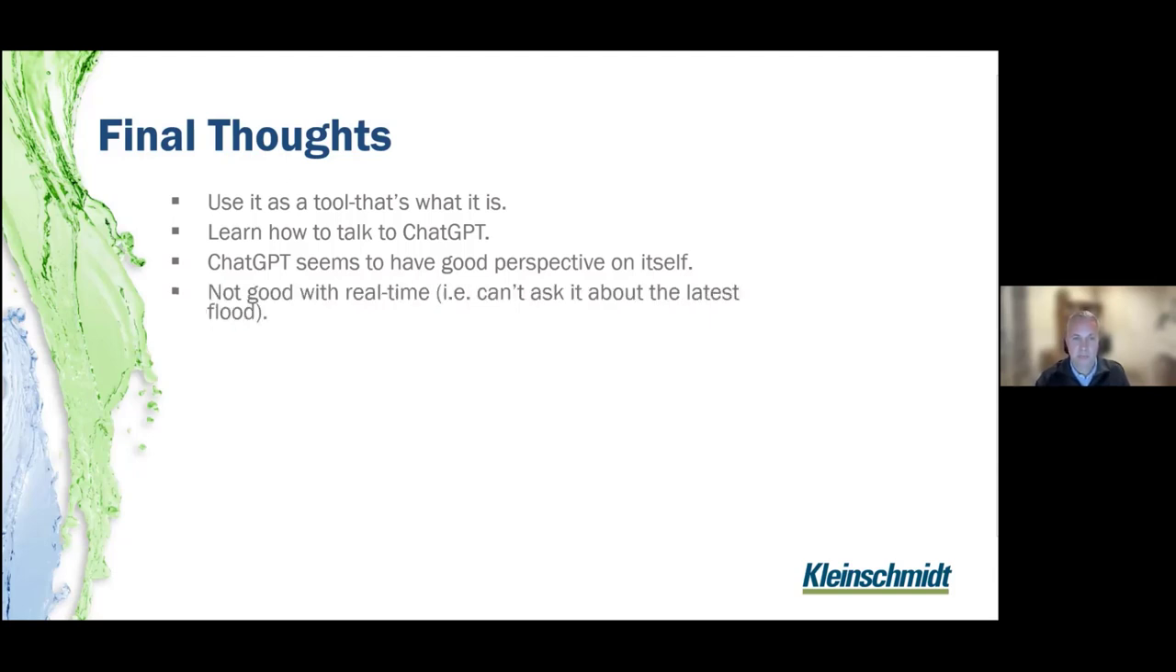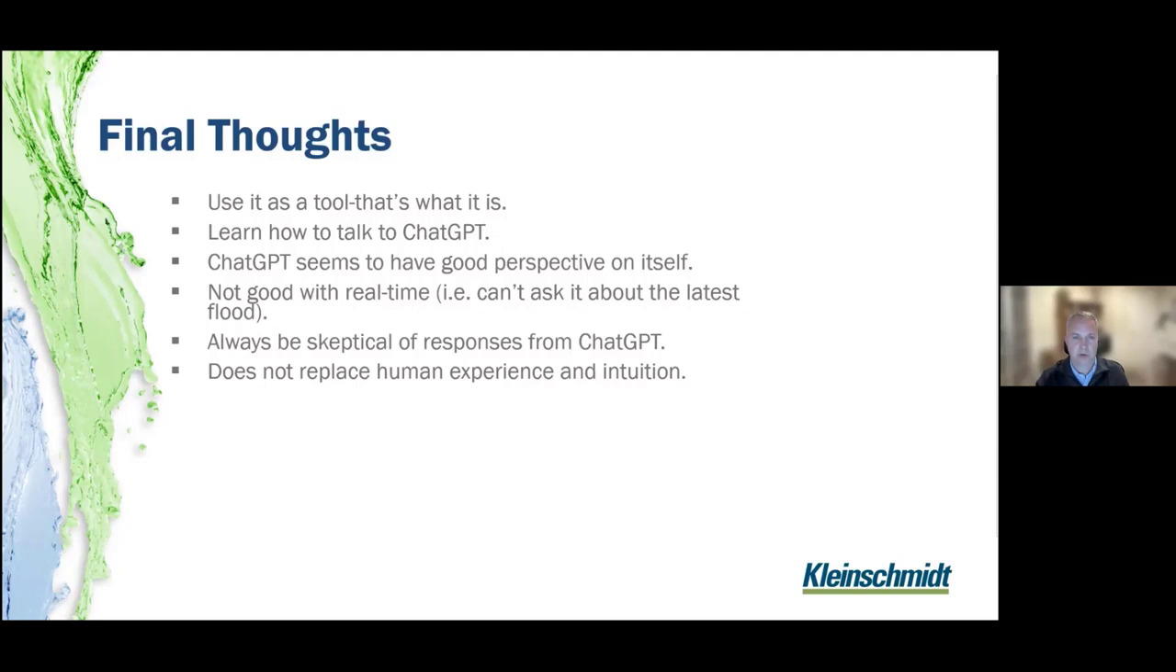It's not going to be good with real time, at least for now, because it's static. I think the last year of the internet it's got access to, I think it's 2021. Somebody can correct me if I'm wrong on that, but it's not going to be able to tell you about the flood that's happening right now somewhere. So you won't be able to get that kind of information from ChatGPT. Always be skeptical of responses, verify, look things up, reference, et cetera. It doesn't replace human experience and intuition. These are things we're going to hopefully need for a long time. Otherwise, we might all be out of jobs.